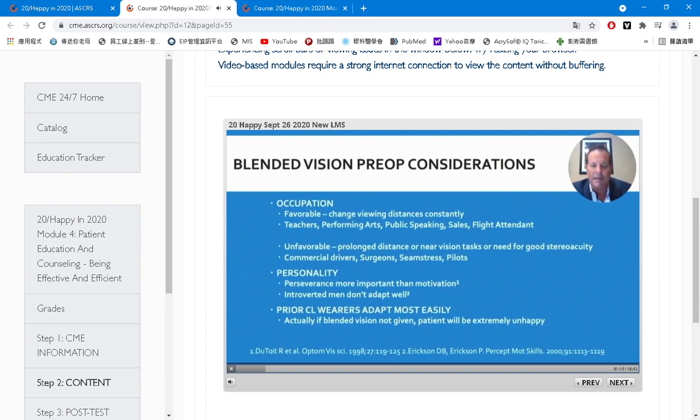So what is the best way to pick a patient for a blended vision option? Occupation is important. Those who change viewing distance constantly, like teachers, performing artists, public speakers, sales, flight attendants. Those who need prolonged distance or near vision tasks or need really good stereo acuity, like us surgeons, commercial truck drivers, teamsters, or pilots probably are not the best. Personalities, you know, perseverance is more important than motivation with blended vision, and introverted men don't adapt well. The biggest one, for me personally, is if you have a patient who's worn monovision or blended vision as a contact lens wearer for years, if you do not give this to them surgically, they'll be extremely unhappy.